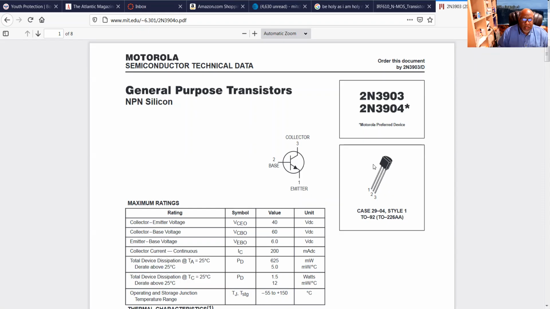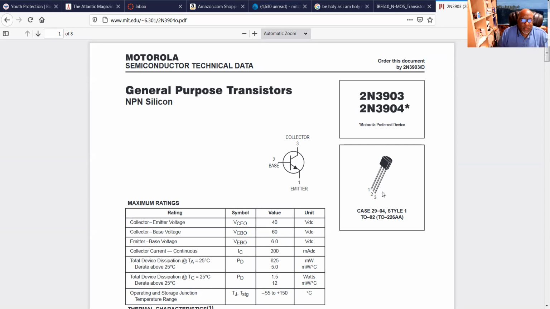If you look at the case here, this is what's called a TO92 package, so an epoxy package with 3 legs on it. So this is intended for through hole, go into the board, as opposed to surface mount, which would sit on top of the board, and you solder to some little pads.